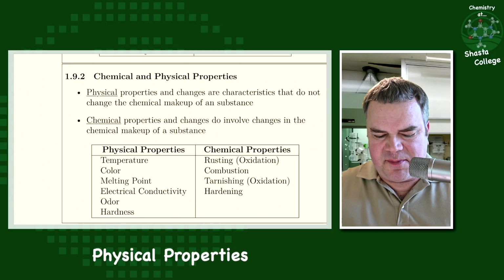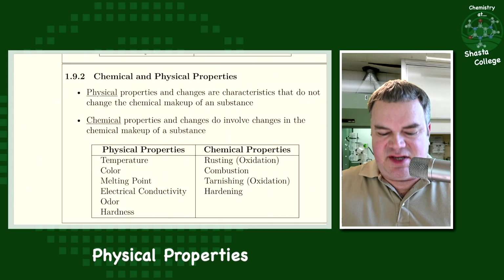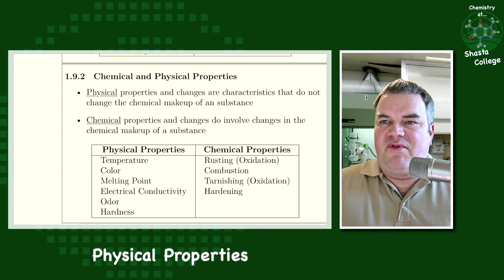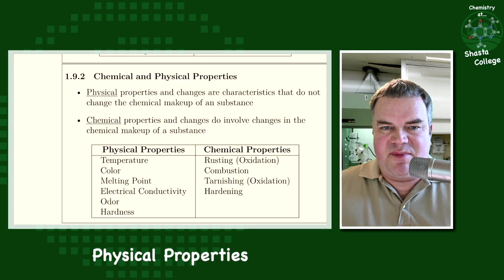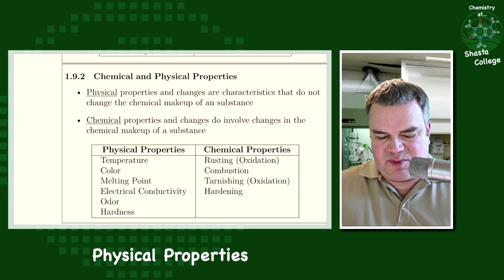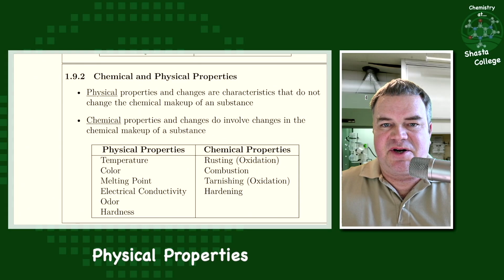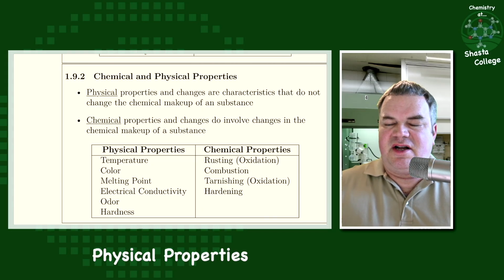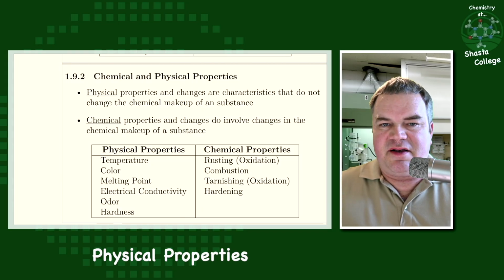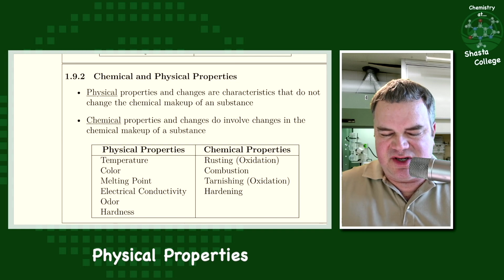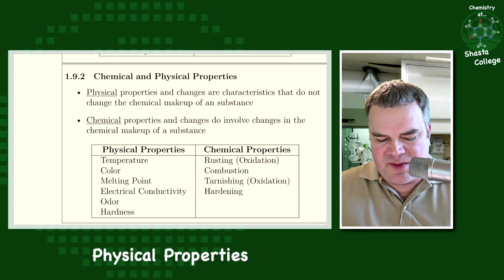Okay, physical properties and chemical properties. Physical properties are pretty easy to understand. So physical properties don't involve any sort of chemical change or chemical aspect to the property. For example, temperature. When I take the temperature of water, I'm not doing anything chemically to measure that temperature. It doesn't depend on the chemical makeup of water.